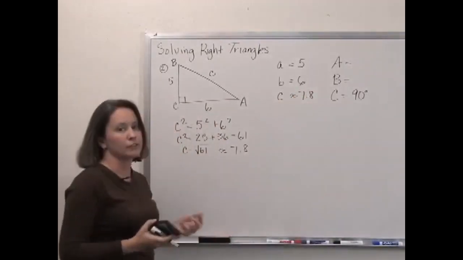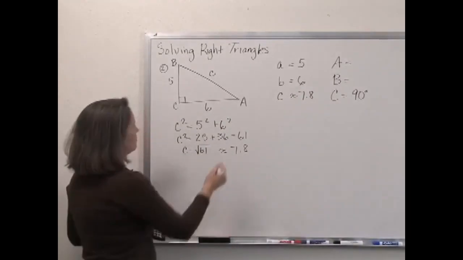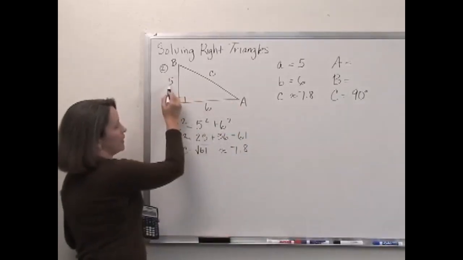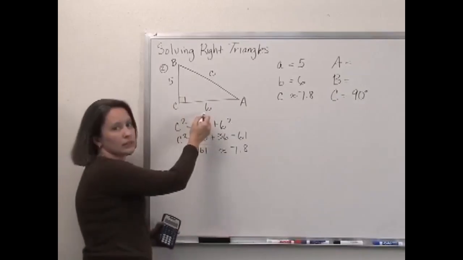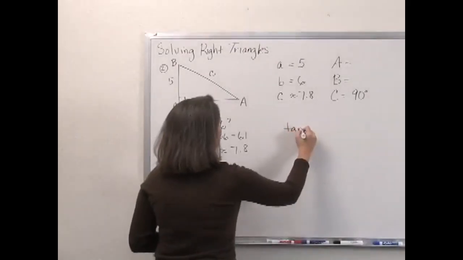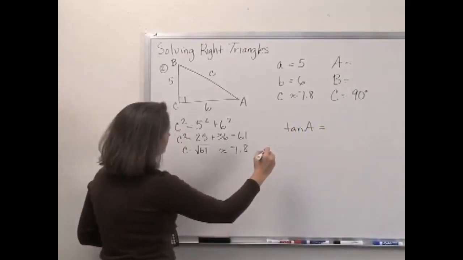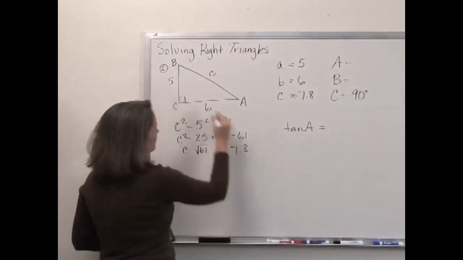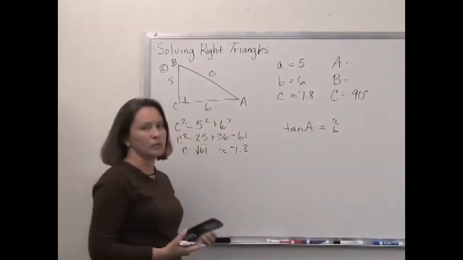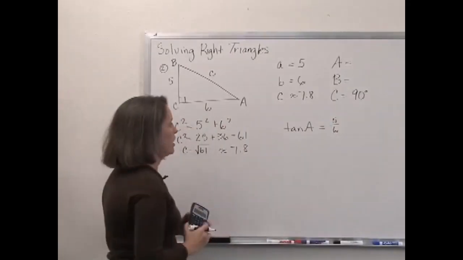Okay. Now, for the angles, we'll have to use some of our trig ratios. Okay, so let's look at angle A. We know the opposite side to angle A is 5 and the adjacent side is 6. So that's our tangent ratio. The tangent of A is 5 over 6. So we want to use the inverse tangent on our calculator to approximate A.